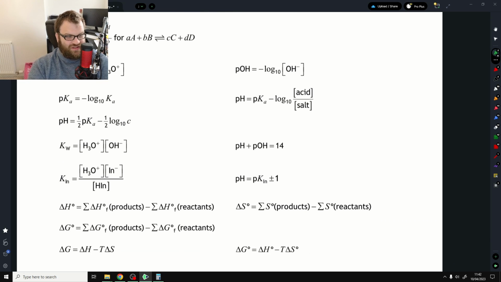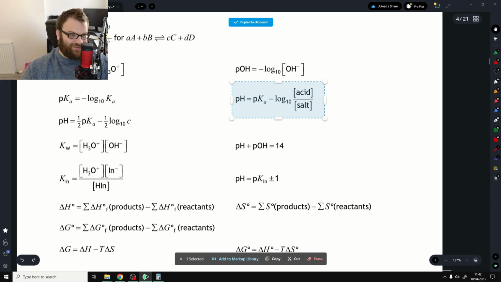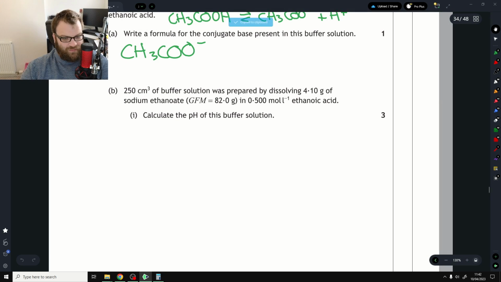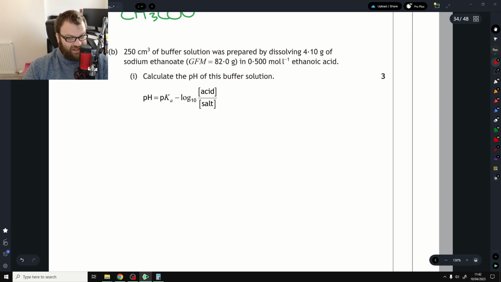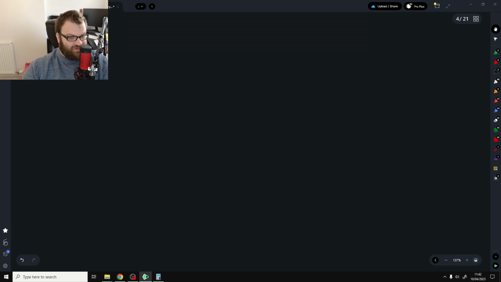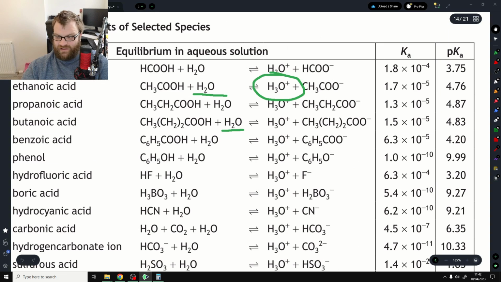On this page, there are lots of different pH relationships. The one we want for a buffer is where we have an acid and the salt of that acid involved, which means we're going to use pH equals pKa minus log to base 10 of the concentration of acid over the concentration of salt. Pop that into here. The first thing I'm going to need is the pKa of ethanoic acid. Back to page 14 we go, and our pKa we're going to use 4.76. So let's pop that in.